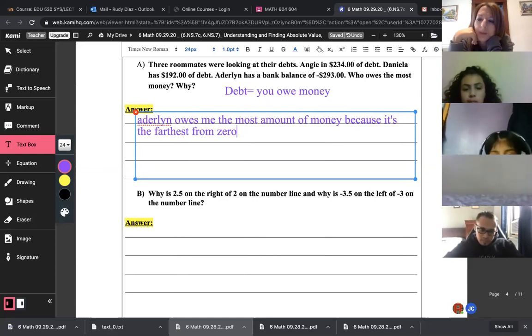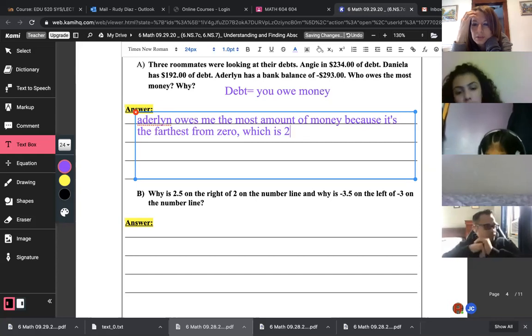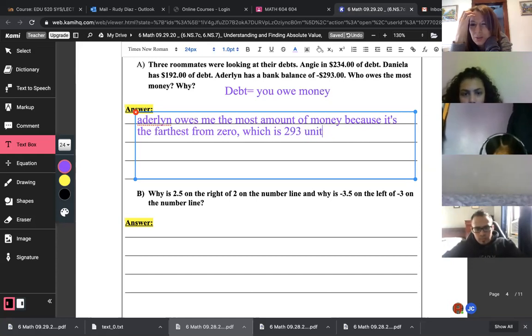Let's go one step higher. How far is 0 from 293, Juliana? 293. Yeah, because it's 293 units or spaces. Yeah, I think units is better. Units from 0, away from 0. Perfect. All right, let's look at this.